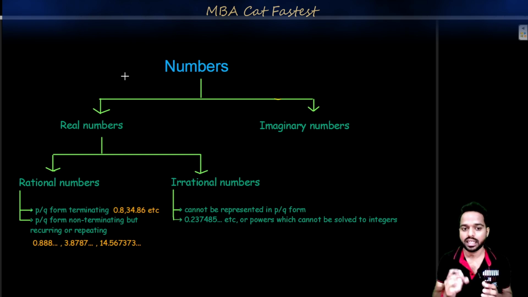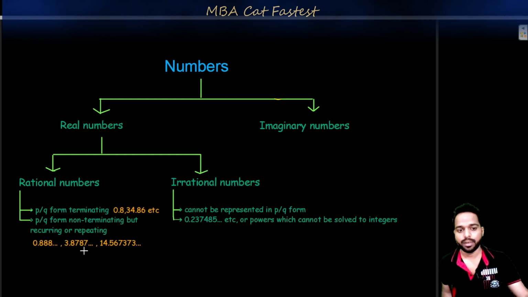Which means if they do not have a fixed end after the decimal point, like here on the screen you could see 0.88, 0.38787, this can continue forever, but there is a pattern, they are repeating. So if they are terminating, that's fine. If they are non-terminating, then they have to be repeating to be classified in the criteria of rational numbers.